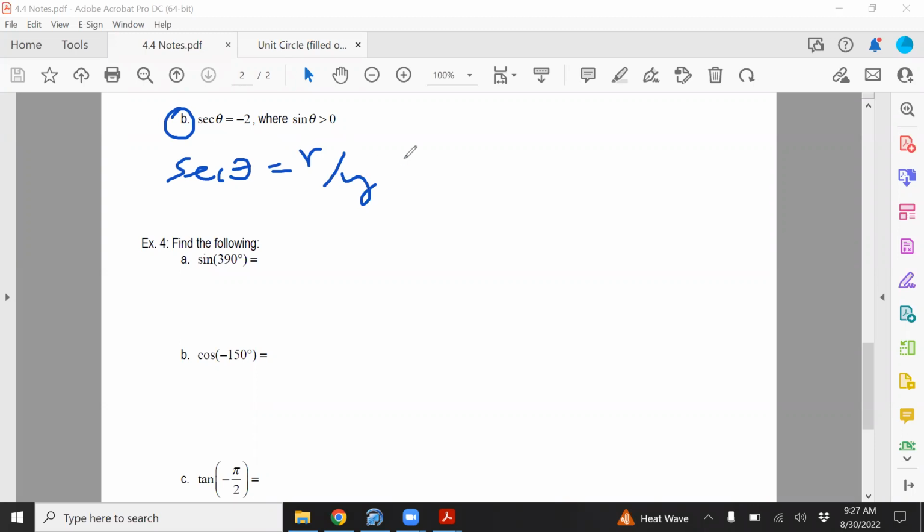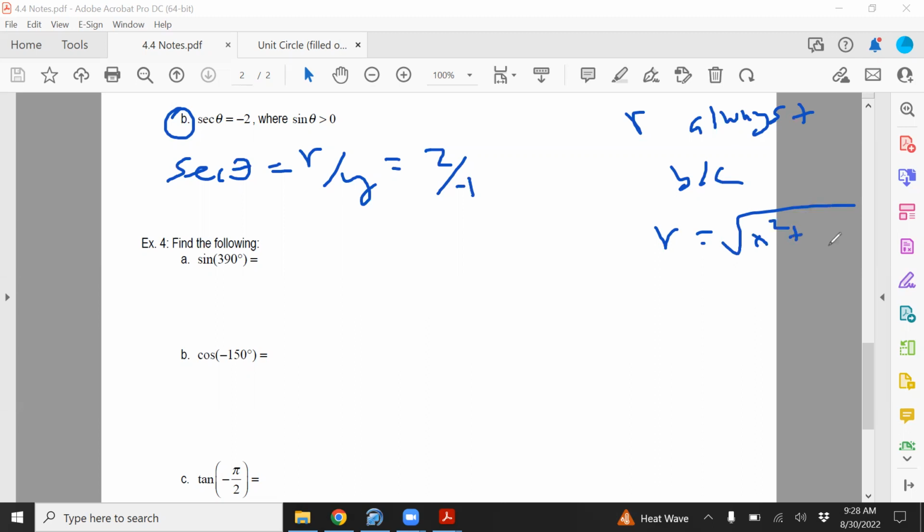So it's going to be 2 over negative 1. Remember, r is always positive. How do you know it's negative 1? Well, make it a fraction. Any number could be a fraction. What do you put below it? 1, exactly. Negative 2 over 1. Because r is always positive. R is always positive. Okay. And also you know this too.